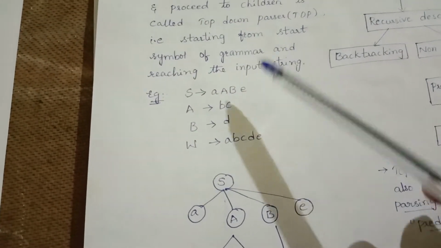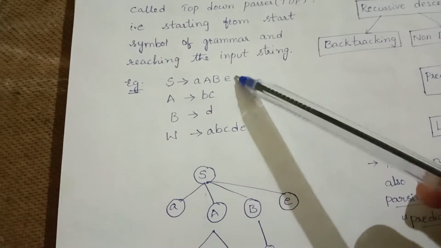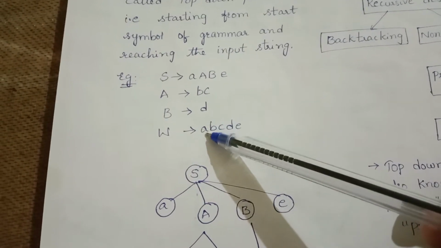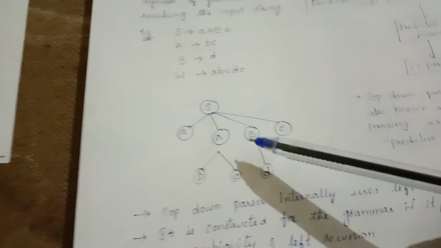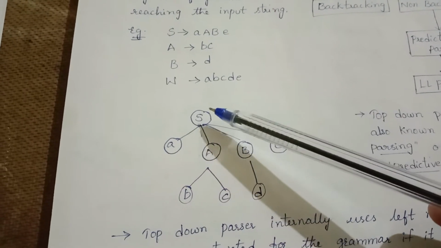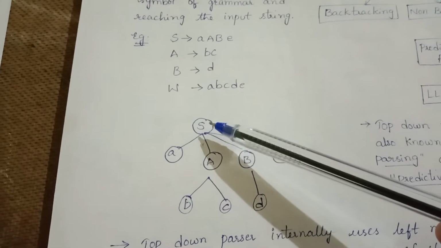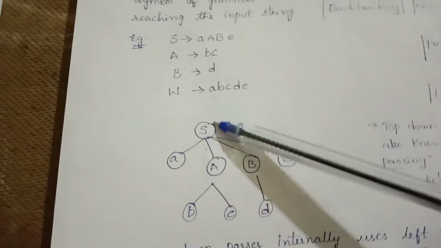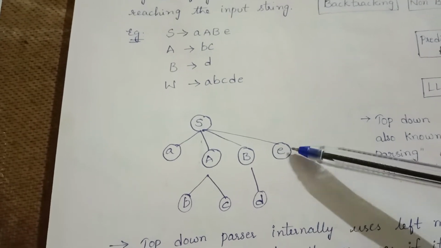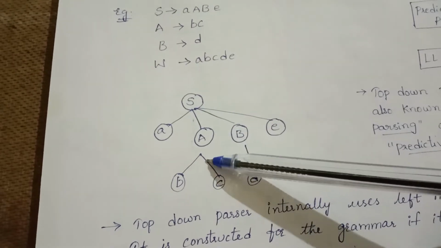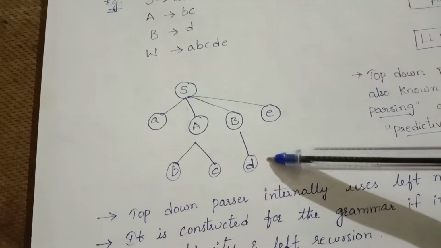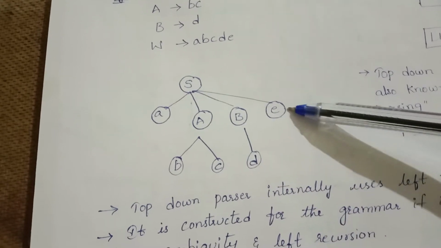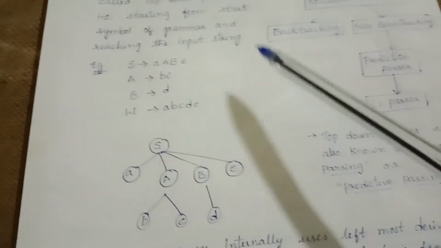For example, consider an example for top-down parser: S tends to AABE, A tends to BC, B tends to D, and the string we need to derive is A, B, C, D, E. Let's construct the parse tree now. If we construct the tree starting from the root and proceeding to its children, it is called a top-down parser. Here the root node is S, and S tends to AABE. Then A tends to BC, and B tends to D. The input string we need to derive is A, B, C, D, E. So we have derived the input string from the given grammar by using top-down parser.